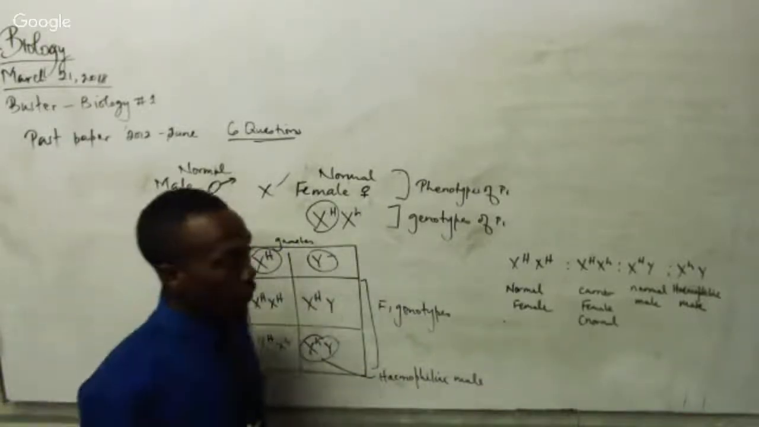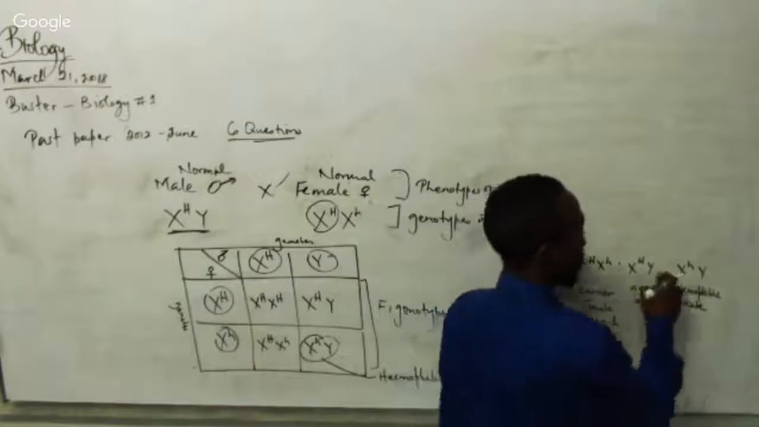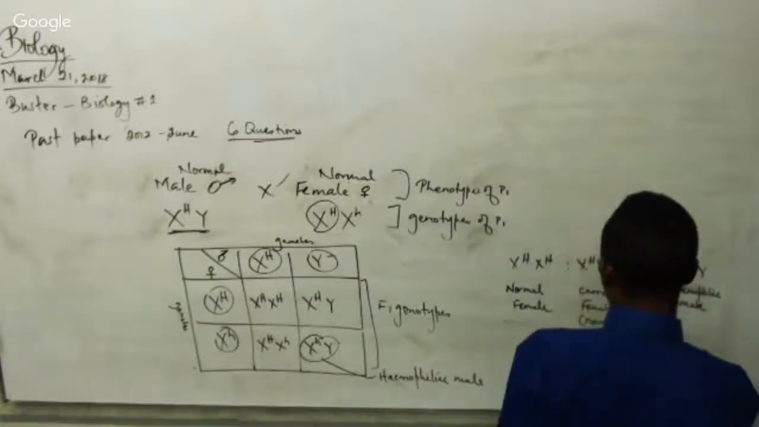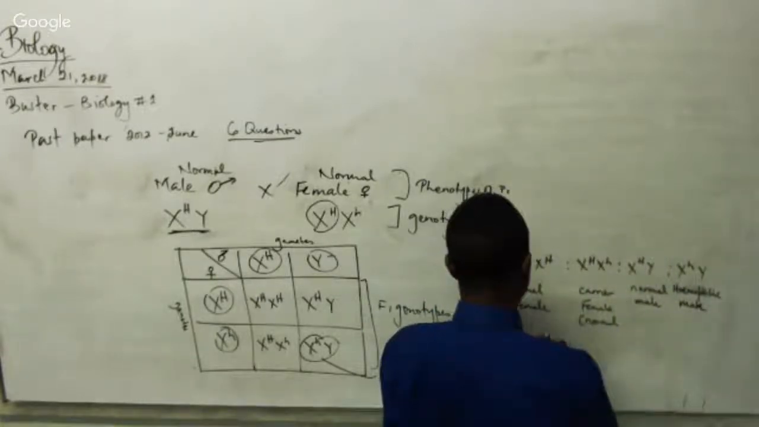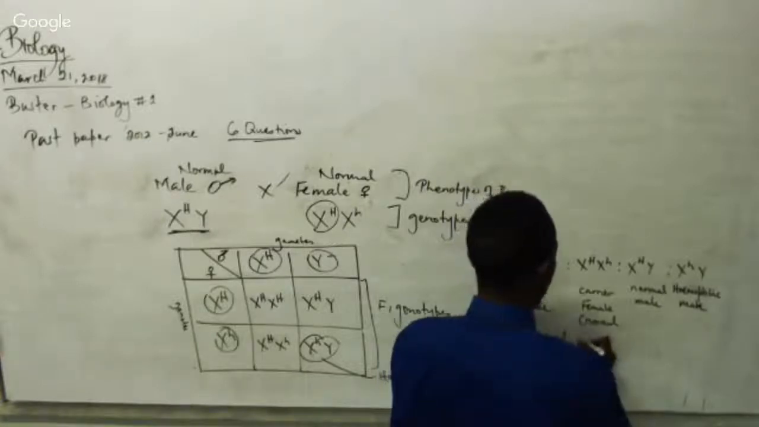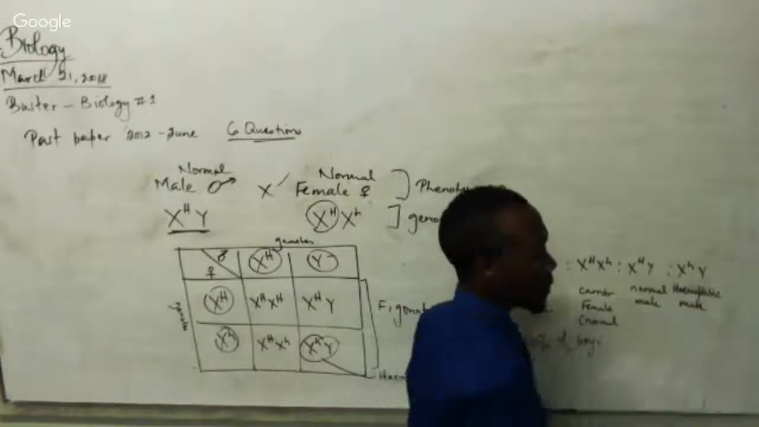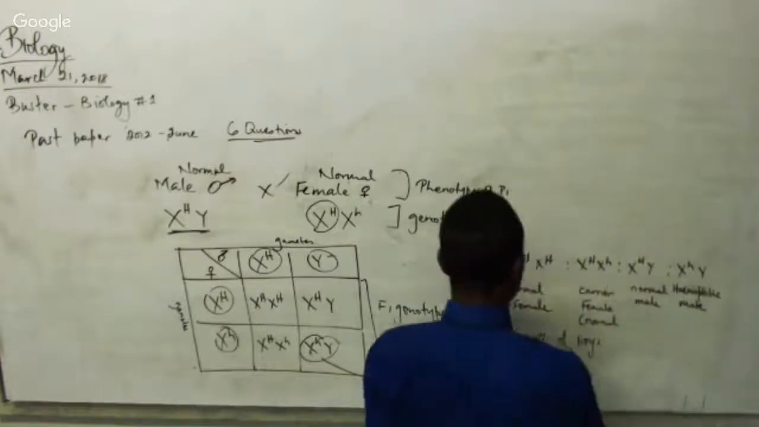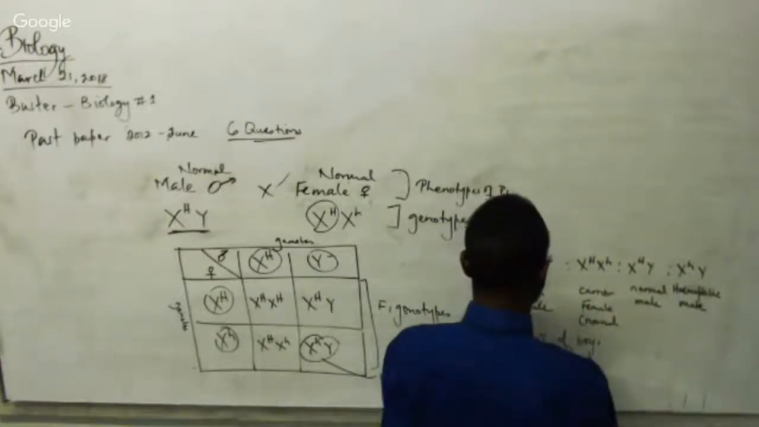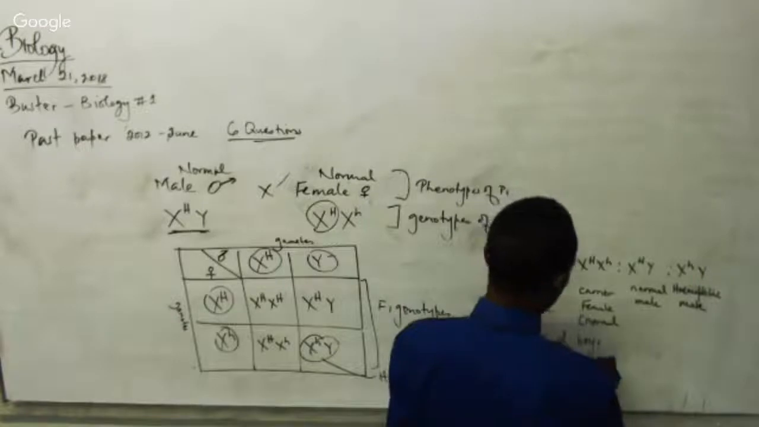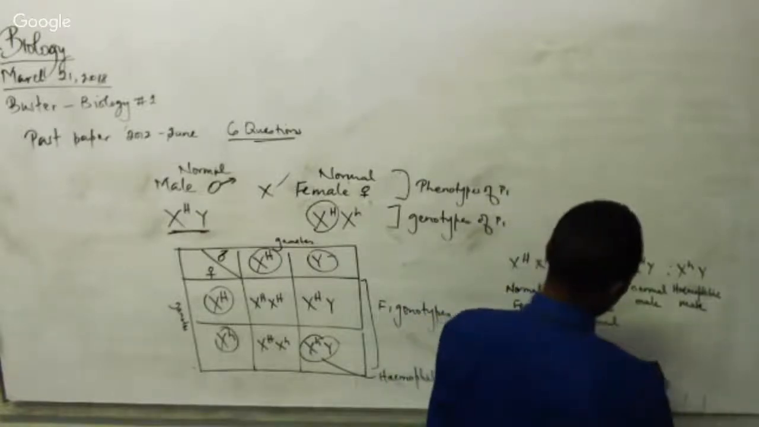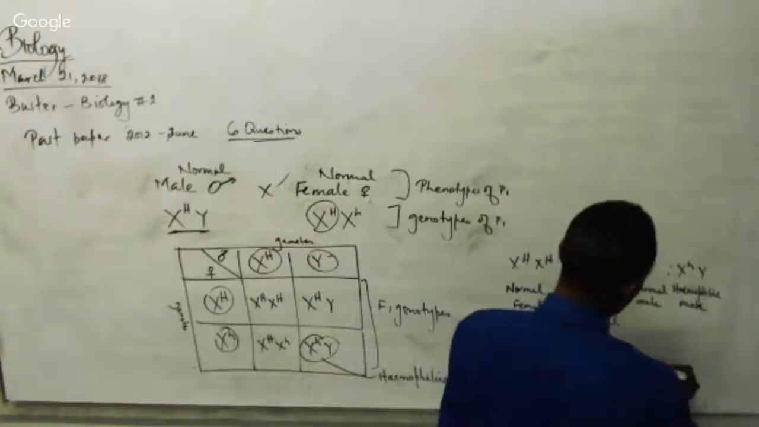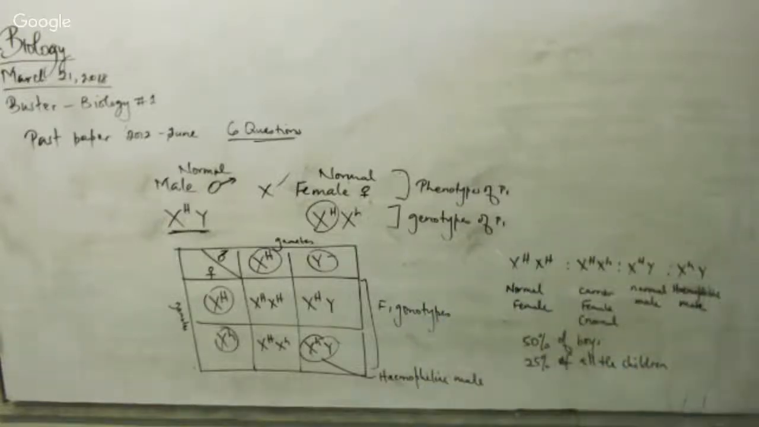Because it's half of the boys, it is 50% of the boys. But in all, what is the percentage of children? 25% of all the children. Very good. One in every four. Very good, Mr. Mathematician.